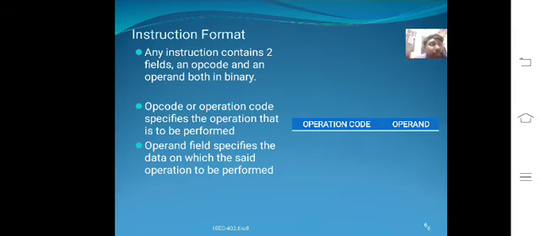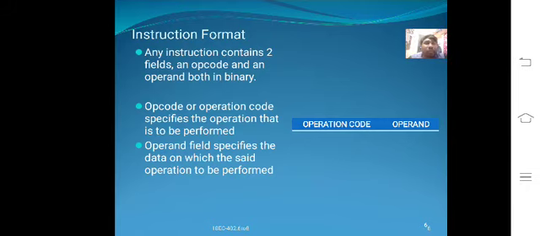Both are in binary. The opcode, or operational code, specifies the operation that is to be performed. That means the operational code specifies what type of operation has to be executed.